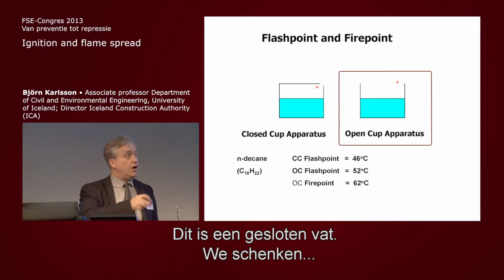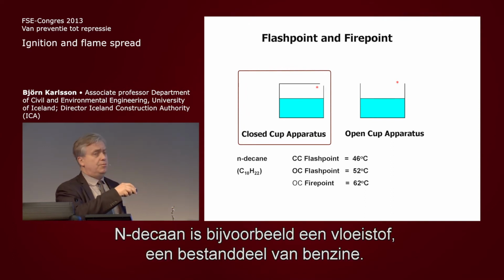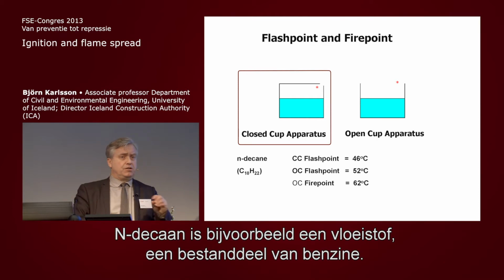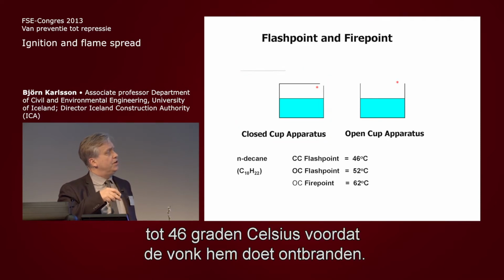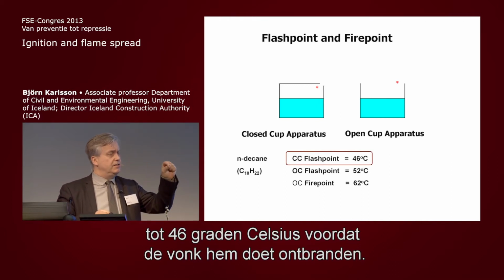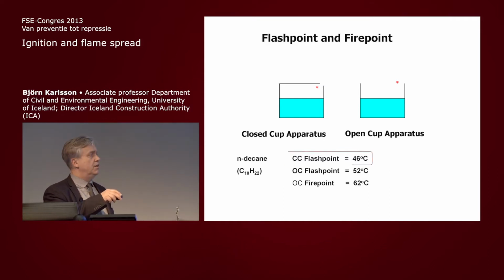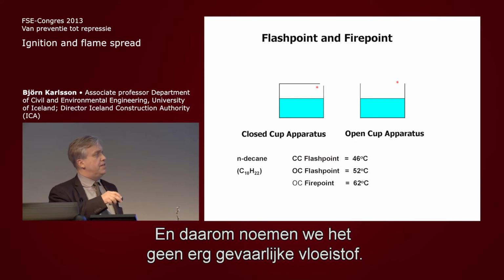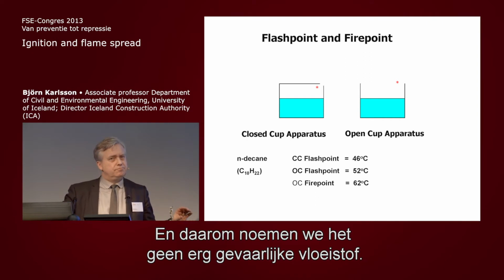So this is a closed cup apparatus. We pour in N-decane, for example, which is a liquid that is part of petrol. You pour it in here, and you have to heat this liquid up to 46 degrees Celsius before the spark will ignite it. And so we say N-decane has a flash point of 46.